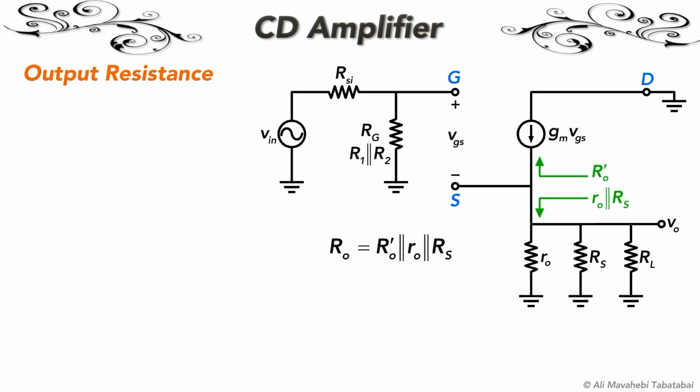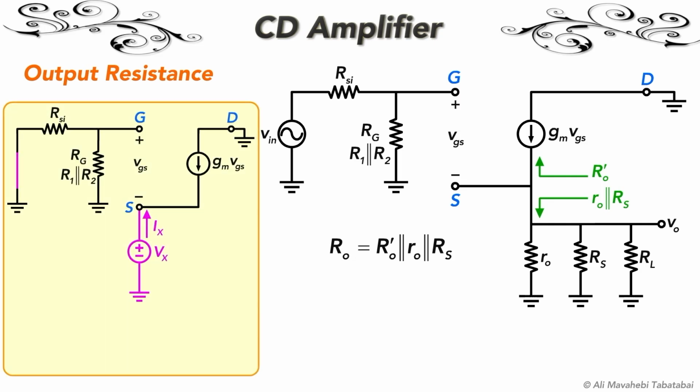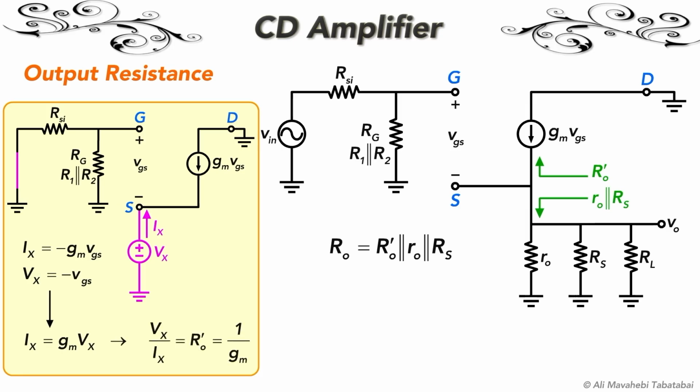To calculate R'O, we set the input source to 0, add an arbitrary voltage source Vx, and calculate the ratio of Vx to Ix. So the output resistance of the source follower is the parallel combination of 1/Gm, RO, and RS resistors.